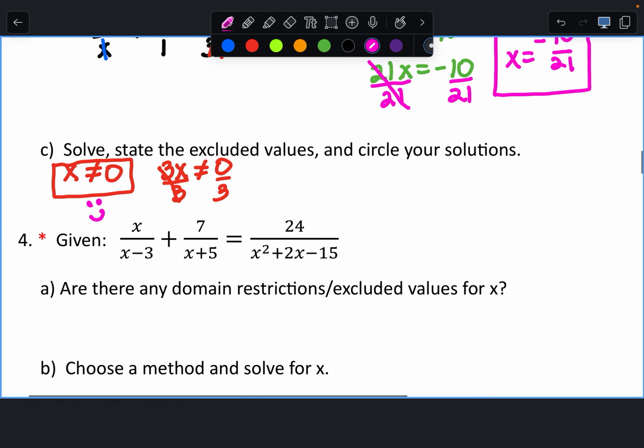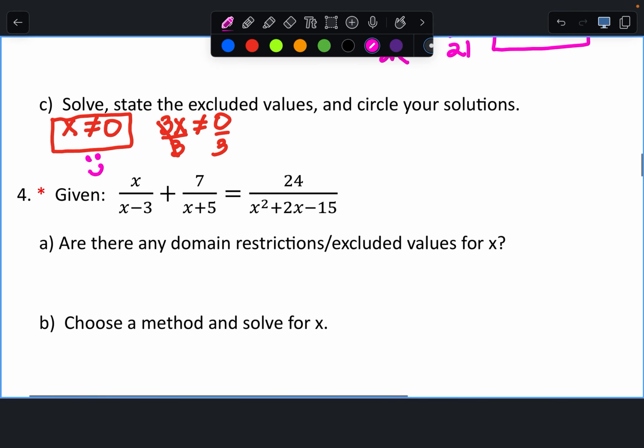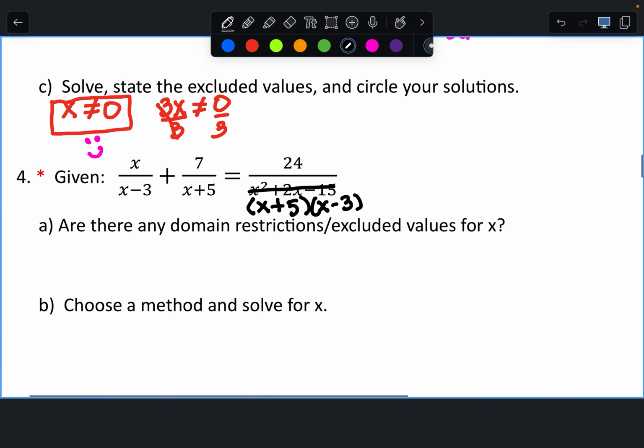Now, number 4 looks a little scary, but what I'm going to do for you first is I'm going to go ahead and factor these, and that becomes an x plus 5 and an x minus 3. Okay? It says choose a method. I'm just going to do the easiest one for this one, which is just to get rid of your denominator. So I need to find my LCD first, okay?